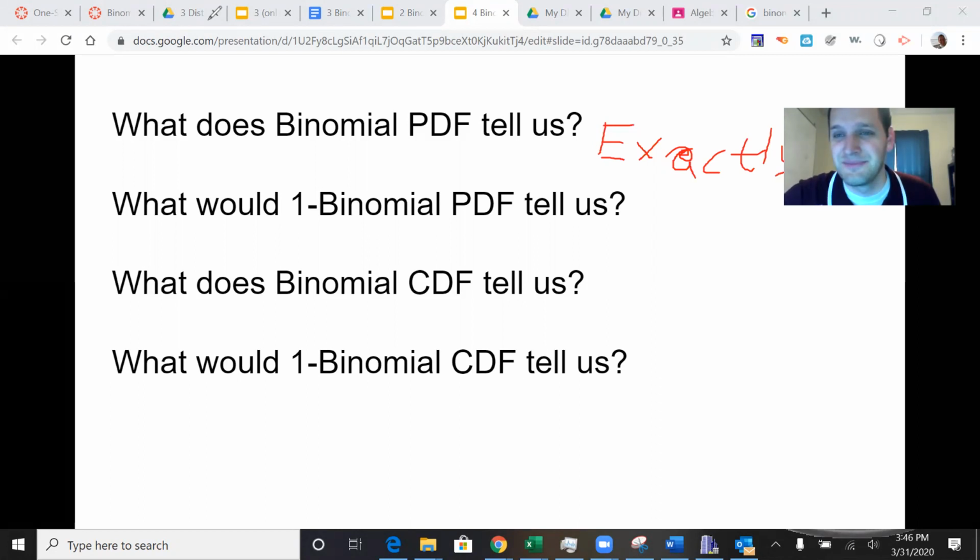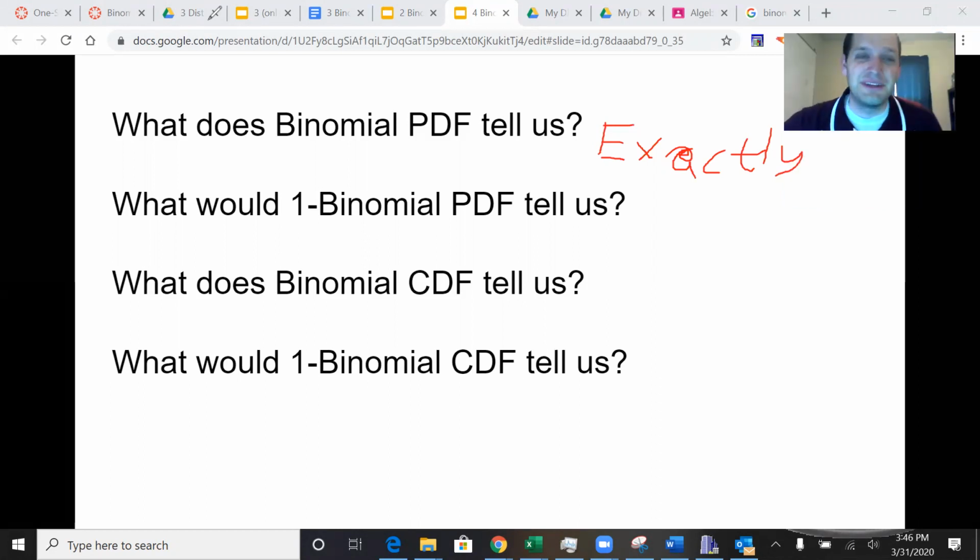Just saying. Exactly is going to be a keyword whenever you're doing a binomial PDF. Exactly this many will be. Exactly this many will be. Okay, so exactly 4 dice will be a 5. Exactly 2 dice will be a 3. That's when you use a binomial PDF.